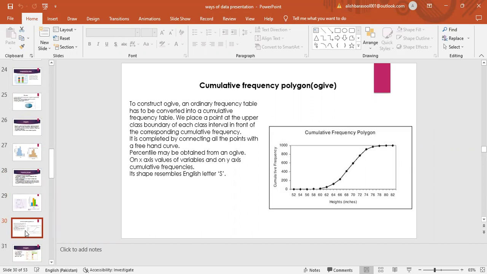Percentiles may be obtained from an ogive. On the x-axis, values of the variables are given, and on the y-axis, cumulative frequencies. Its shape resembles the English letter S. As you can see in the diagram, cumulative frequency is given on the y-axis and height on the x-axis.